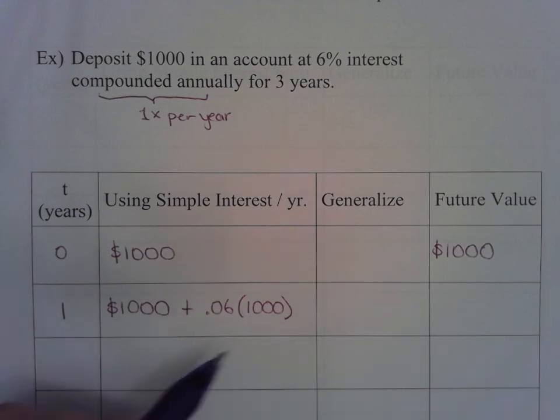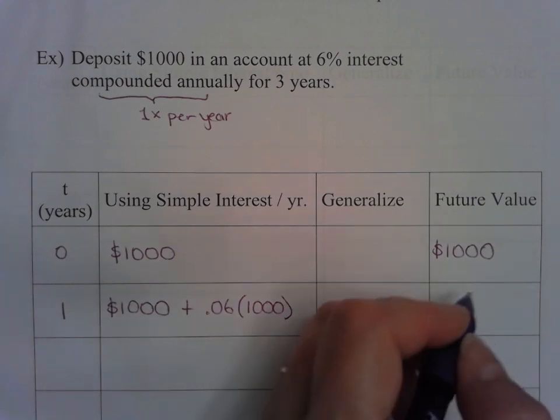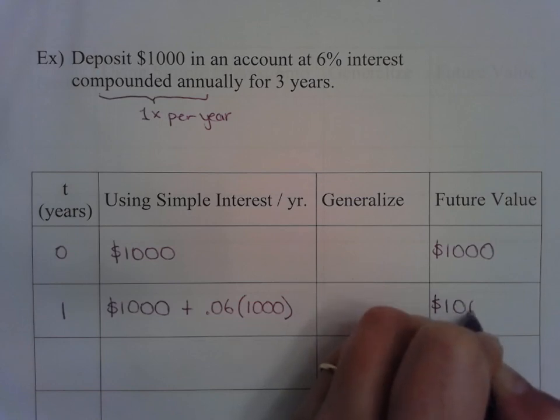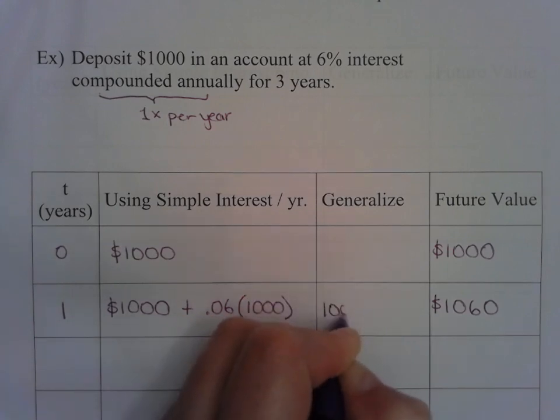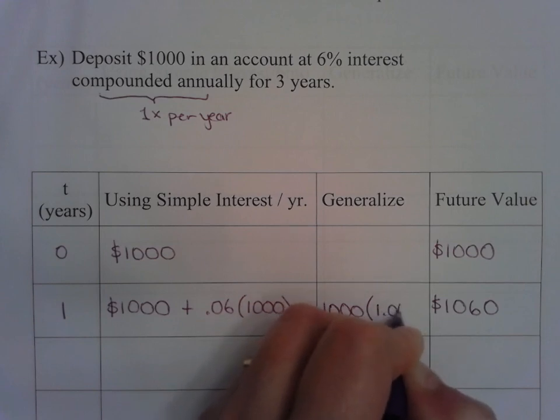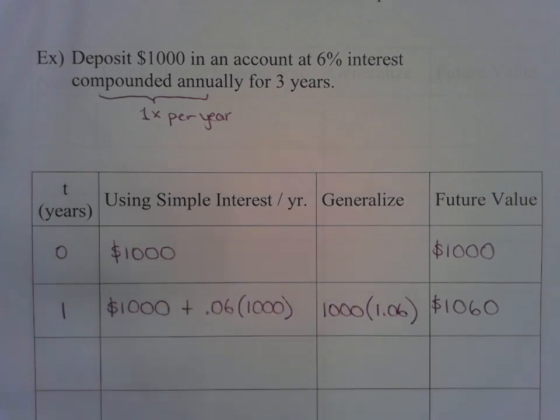Okay, so we could multiply this out. I have my calculator here, so I'll just do that off to the side. Probably we could have done this one in our head, but we get $60 in interest. Just to give you an idea of the pattern, if I were to take what I've written here and factor out a 1,000, I'll have 1,000 times 1.06. When I multiply by the 1, that's giving me the principal. And when I multiply by the 0.06, that's adding the additional interest to that principal. Okay, so that's the first year.